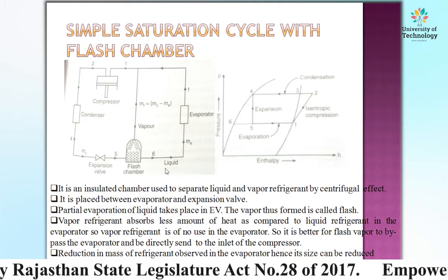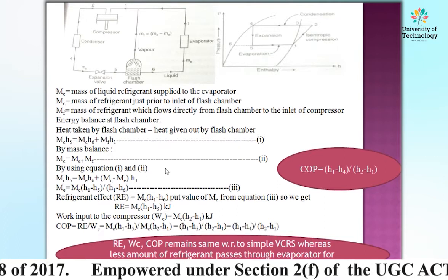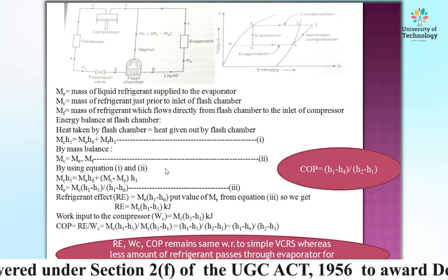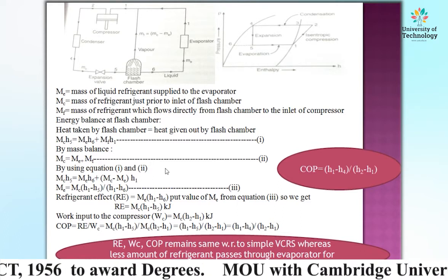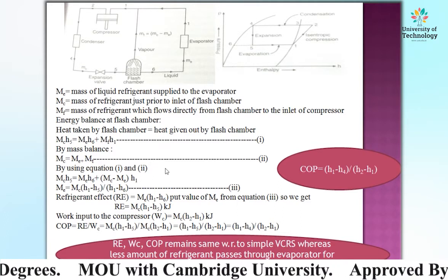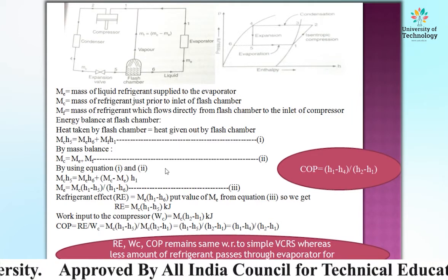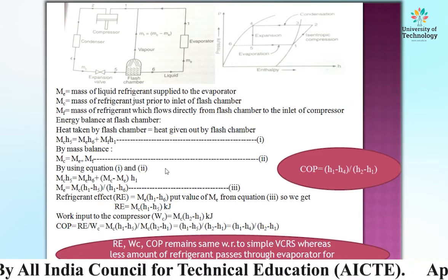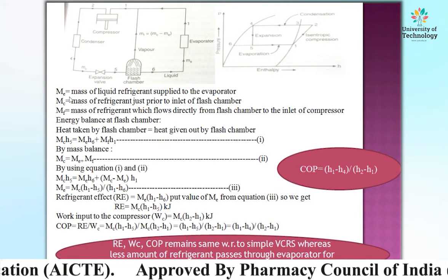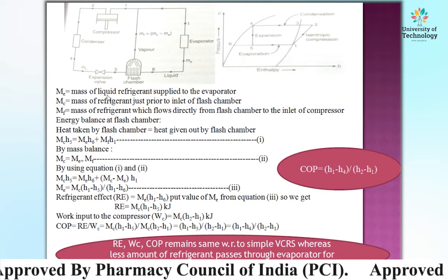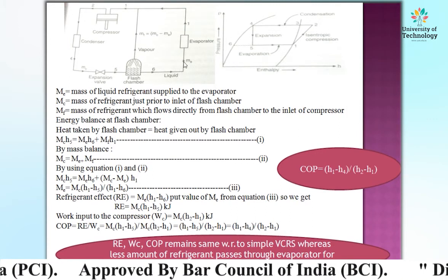Now, some mathematical calculation to find out the refrigerant effect, coefficient of performance and compressor work, and compare it with the refrigerant effect, COP and WC of the simple vapor compression refrigeration cycle. Look at this. Let ME be the mass of liquid refrigerant supplied to the evaporator.